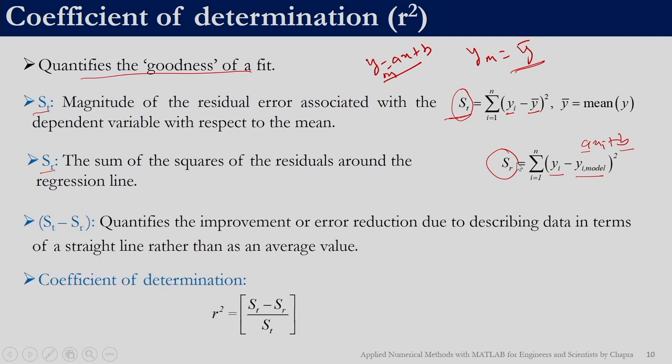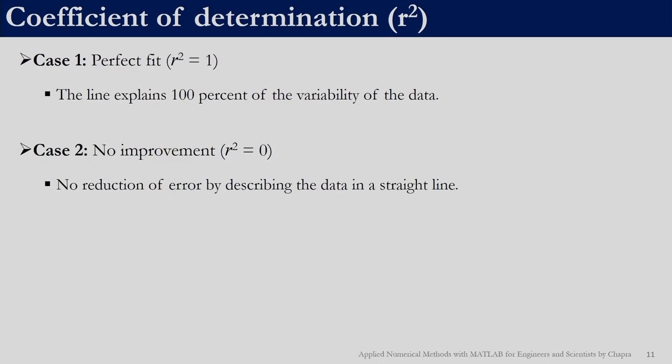So R square is given by ST minus SR by ST. ST minus SR quantifies the improvement of error due to describing data in terms of a straight line rather than as an average value. So this is the error that we get if we assume the model to be y bar, and this is the error which we get after fitting a straight line. So ST minus SR quantifies the improvement of error. ST minus SR divided by ST, this coefficient of determination R square can be calculated. So R square is ST minus SR by ST.